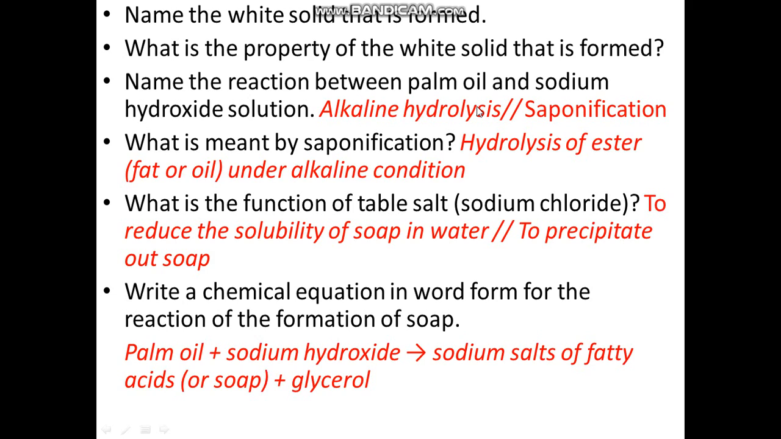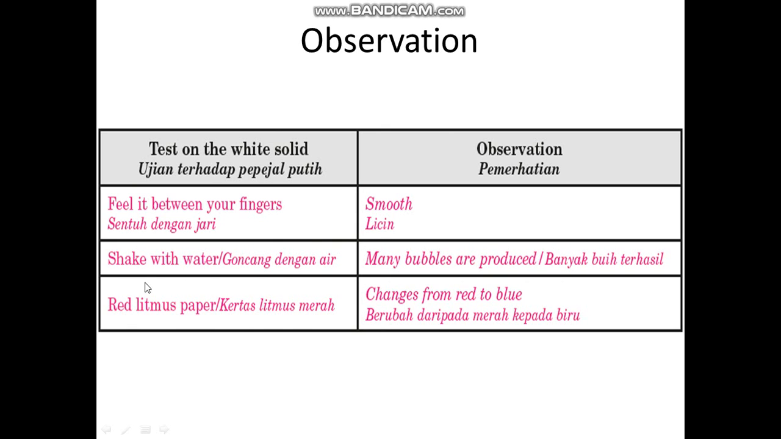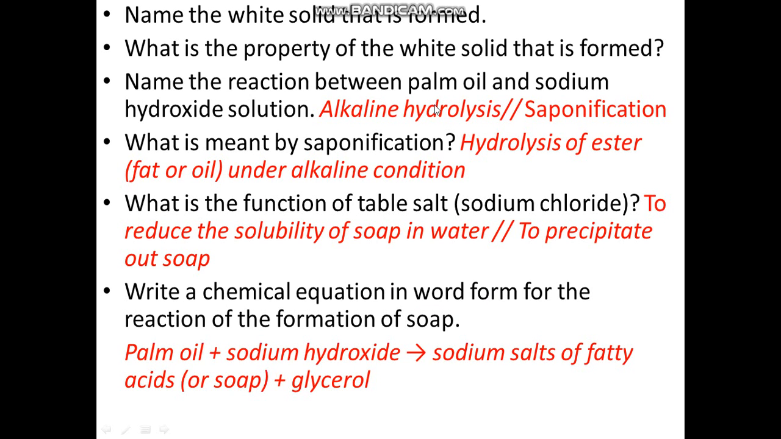Next. So here got some questions. You may answer with me. The first one, name the white solid that is formed. What is the answer? Yes, soap. Next one, what is the property? Usually the answer may be alkali, alkaline or acidic. And here the white solid, after testing with red litmus paper, changes from red to blue. That means the property of this white solid is alkaline.